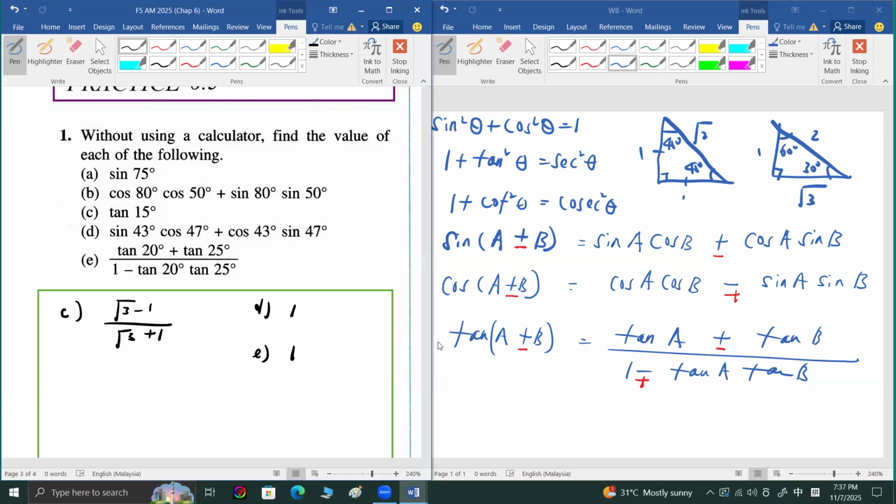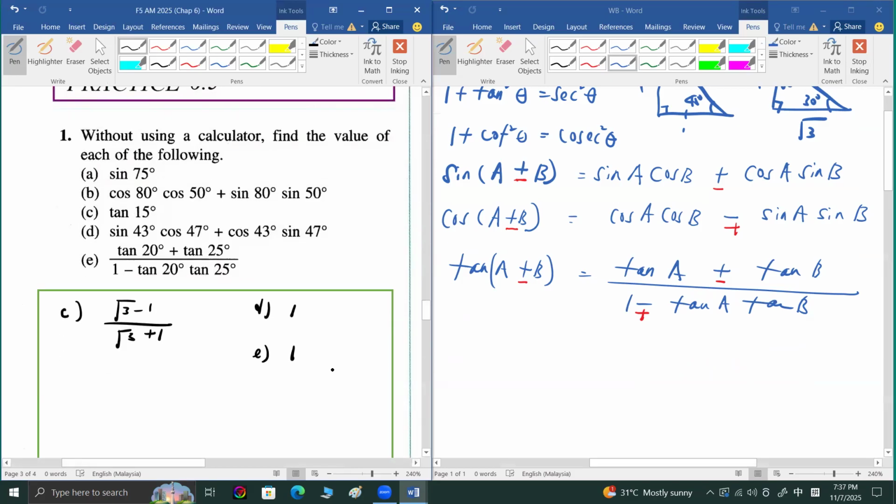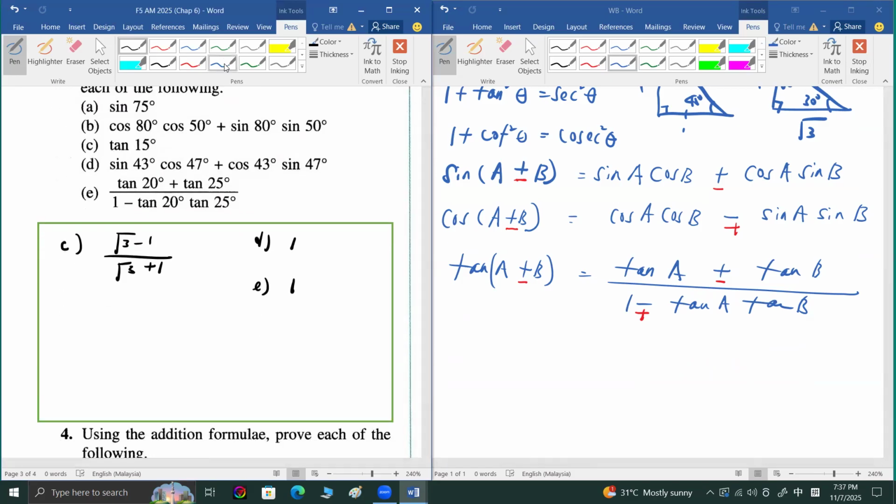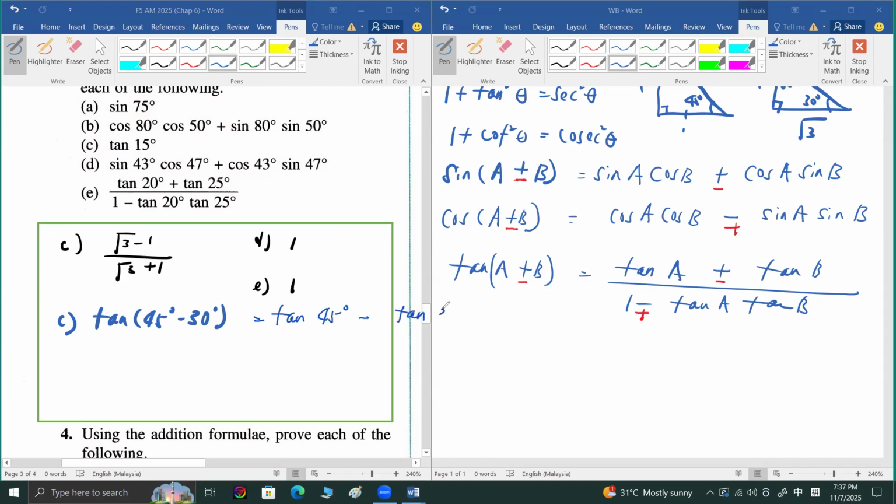C. Okay, so let me explain C, class, since you need help for C, yeah? Listen to my explanation for C here, class. C: tangent 45 minus 30, okay? So we got tangent A, follow the formula, minus tangent B. Here minus, down there plus: 1 plus tangent A, tangent B. Okay, tangent 45 is 1.